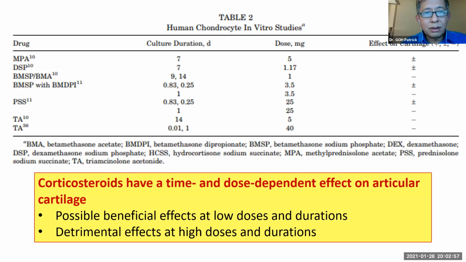So just a quick summary of what these results showed. Generally speaking, in the last column, you'd see more negative than positive effects on the cartilage. And I think the net analysis of all of this is that cortisones do have a time and dose-dependent effect on articular cartilage. There may be possible benefits at low doses and durations, but I think the margin is quite narrow, with detrimental effects at high doses and longer duration exposures.